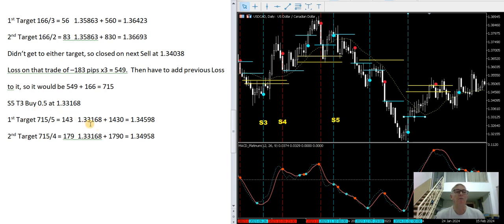So it's 1.33168. Have to add the 0 because that's pipettes. Gives us 1.34598. That first yellow line there. And see, it just blew through that. See what I mean? It didn't.